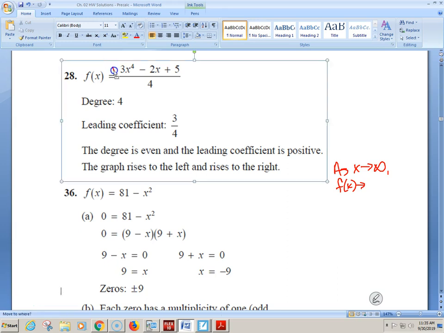Leading coefficient is positive. You see it? So evens point up when they're positive, point down when they're negative. Like us when we're positive or smiling, us when we're negative.